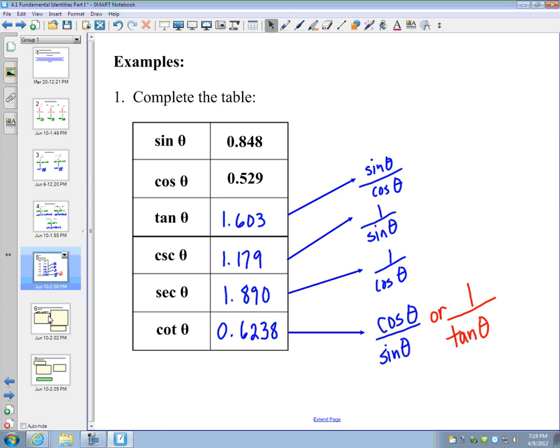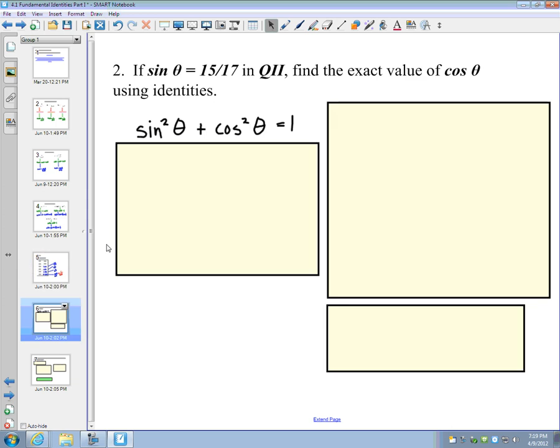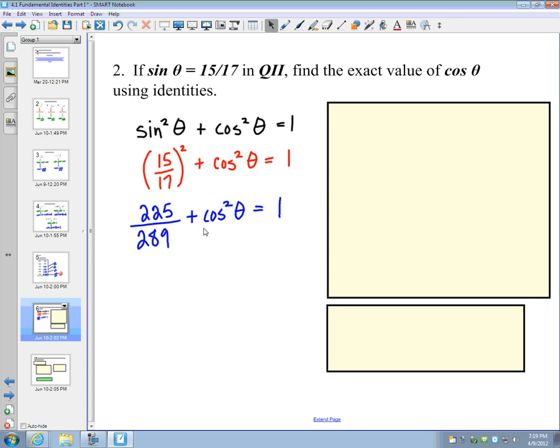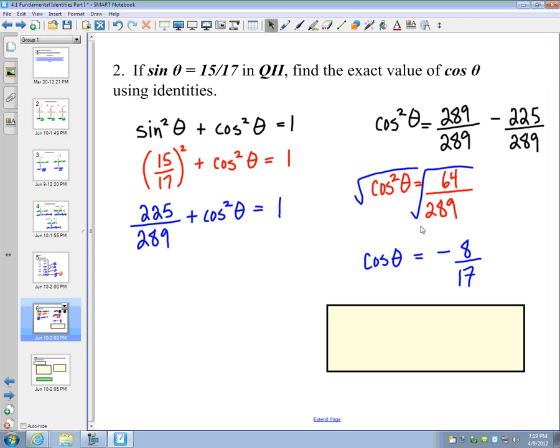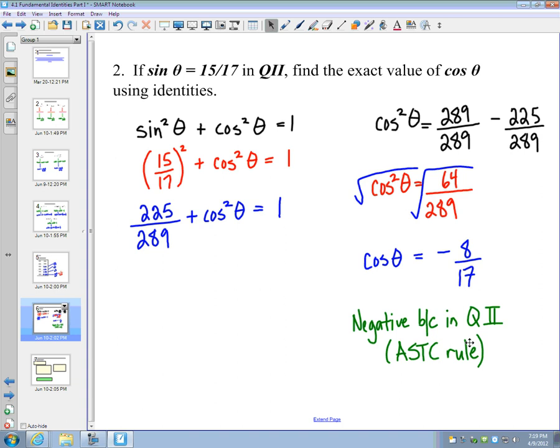Okay? Here's another example. If sine is equal to 15 over 17 in quadrant 2, find the exact value of cos. So I'm going to use the identity sine squared plus cos squared is equal to 1. Putting in sine as 15 over 17, squaring it. And now I'm going to solve for cos. So I get 1 minus 225 over 289. What I did here is I said, well, 1 is just 289 over 289. Solving that, I get 64 over 289. I square root both sides, and I took the negative answer. The reason I took the negative answer was because in quadrant 2, cos is negative.